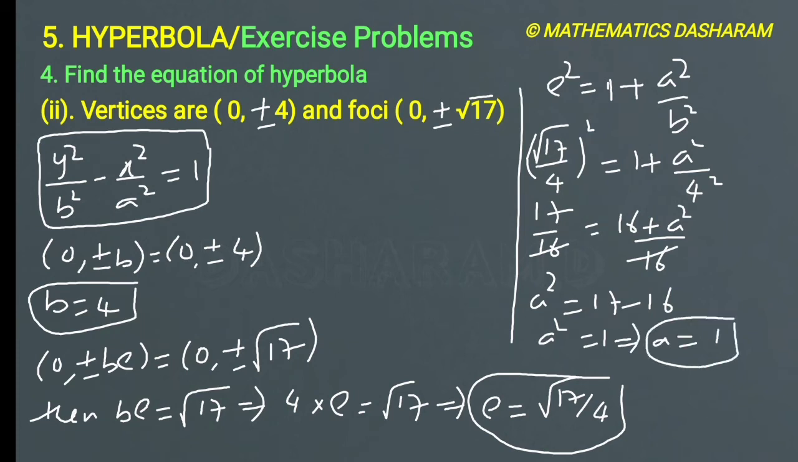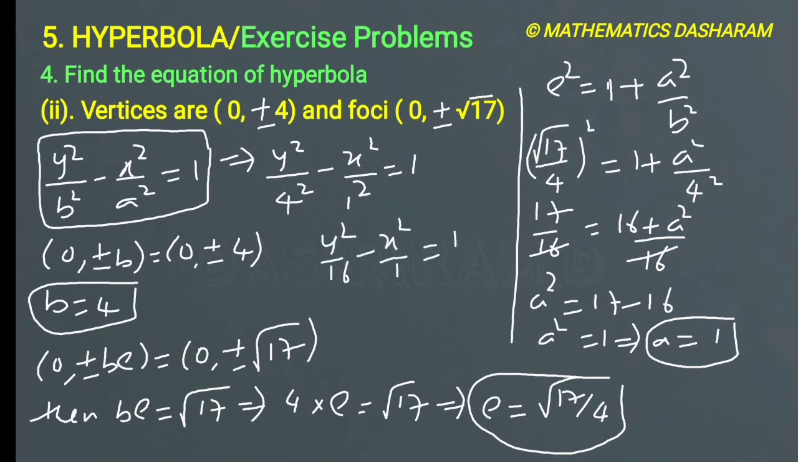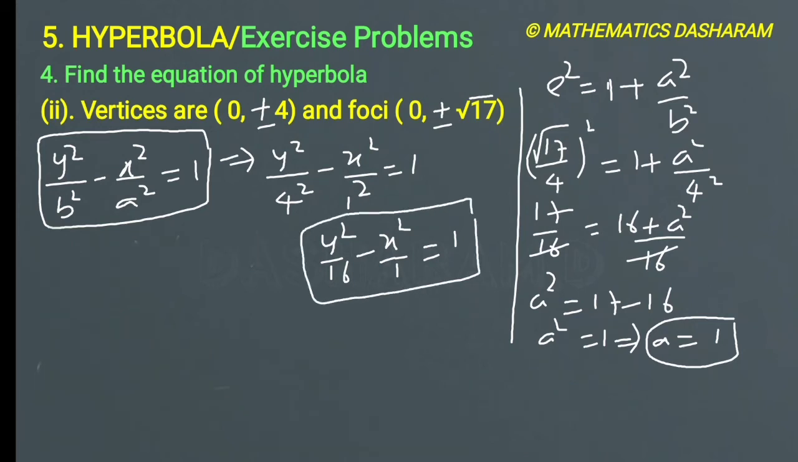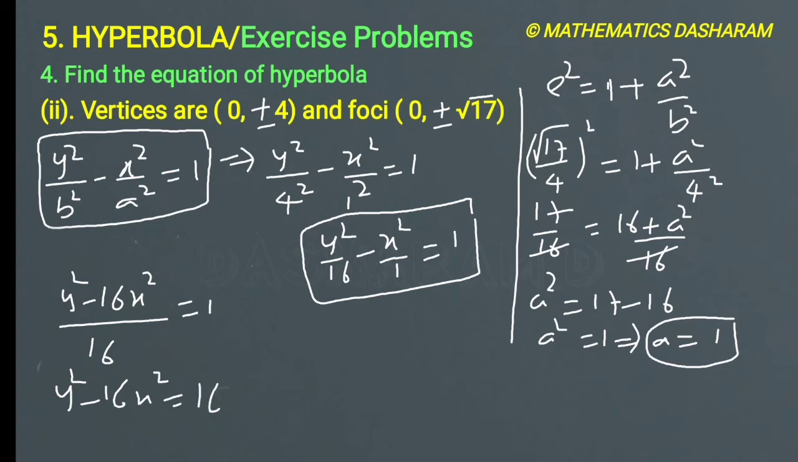Now substitute the a and b values in the standard form. y square divided by b square, that is 4 square, and x square divided by a square, that is 1 square. Then y square by 16 minus x square by 1 equals 1. This is our required equation of the hyperbola. We can simplify this equation by taking the LCM 16: y square minus 16x square equals 16. It is also a correct answer.